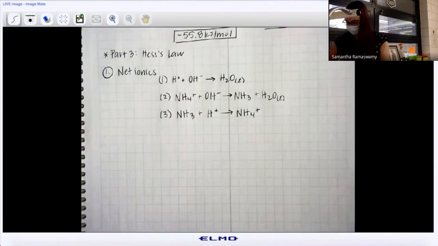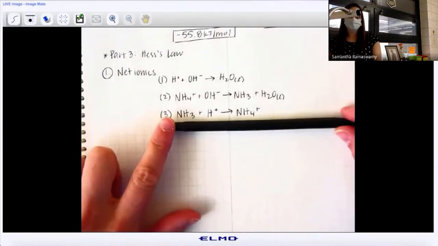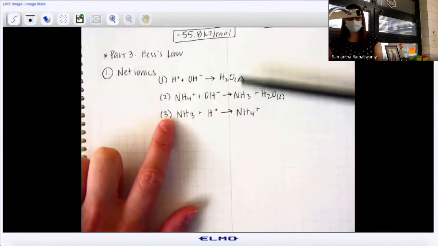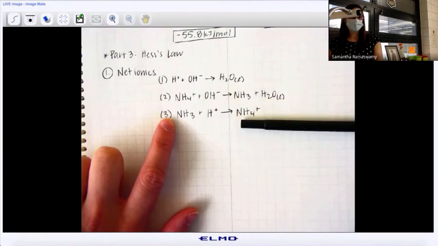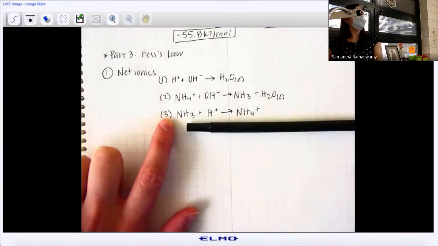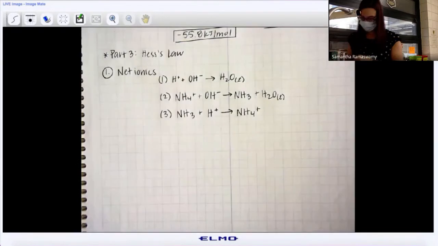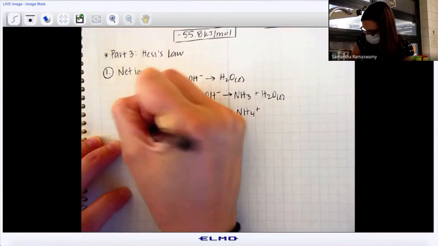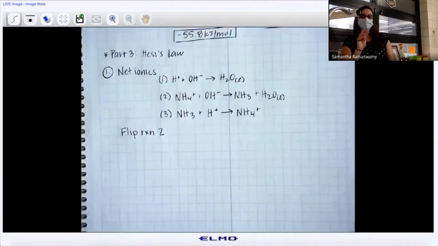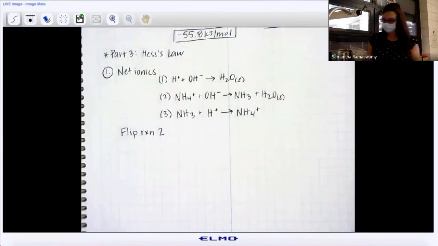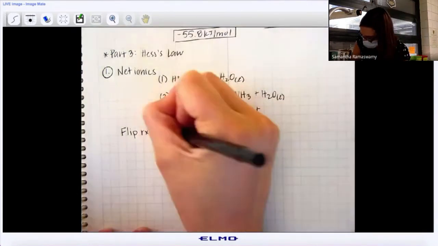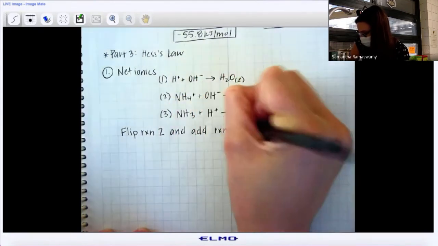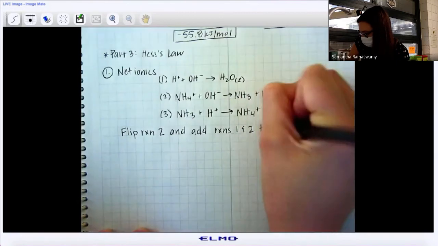So if equation 3 is my overall reaction, what do I have to do to either of these equations to add them up to get to this? Carter? Flip the second one. All right, so all we're going to say underneath is flip reaction 2. And once we flip reaction 2, we just add the reactions together. So flip reaction 2 and add reactions 1 and 2 together.